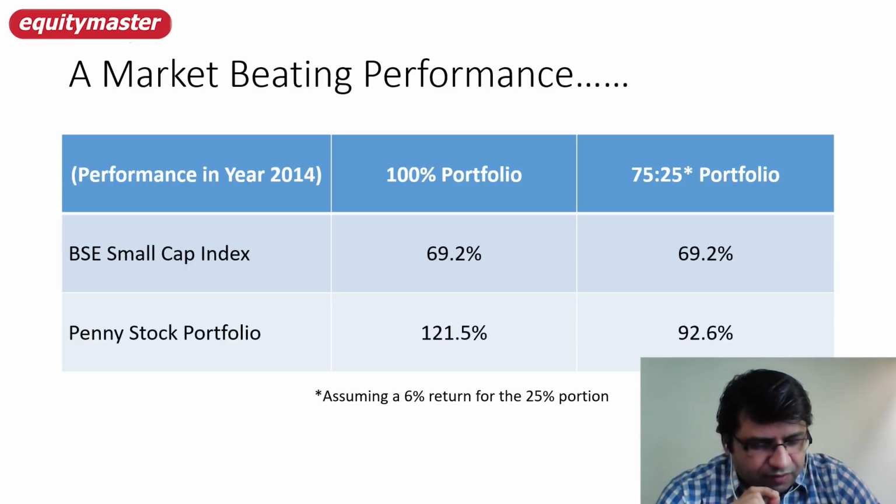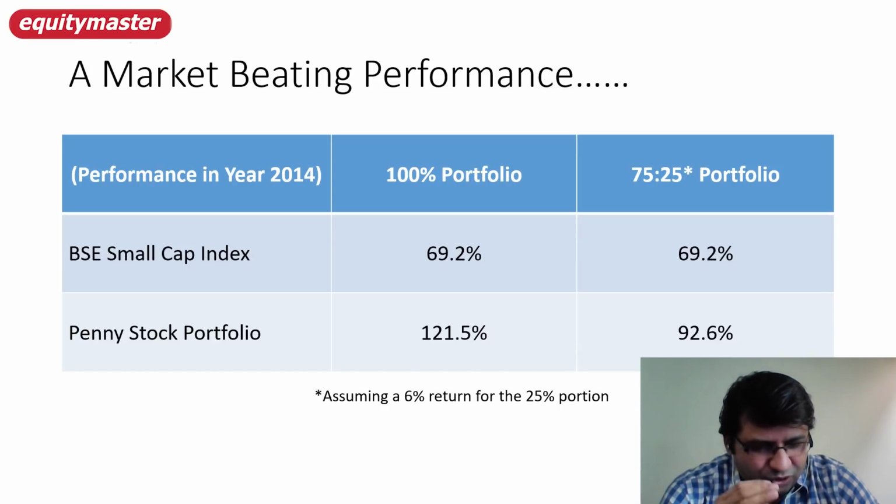Now even if we consider that we had a 75-25 portfolio, where 1,50,000 was invested in 20 penny stocks, and 25% was set aside in fixed deposits or bonds, which earned a return of just 6% per annum, even then the return was a good 93%, 1.5 times greater than what the BSE Small Cap Index gave in 2014. So I think in this particular test of trying to outperform the benchmark index and emerging as a winner in the stock picking contest, the penny stock portfolio has done phenomenally well.